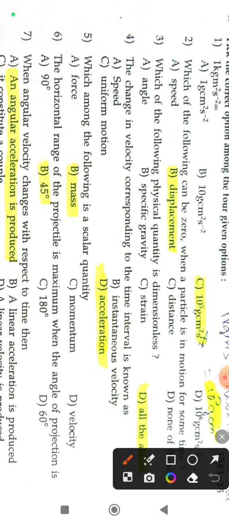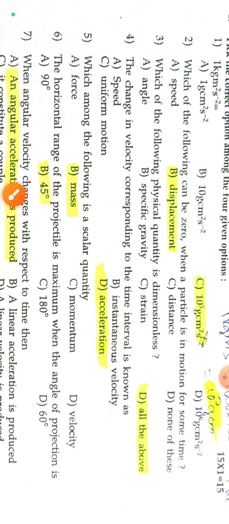Similarly, what about the third question? Which of the following physical quantities is dimensionless? This is a nice question. Angle has no dimension. Specific gravity also has no dimension. Strain also has no dimension. All of these are dimensionless quantities, so option D is the right answer here.